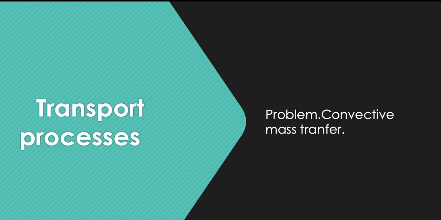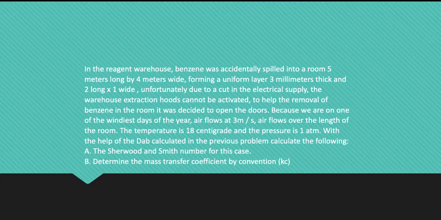So, in this video, we are going to solve a transport processes problem focused on convective mass transfer. The problem is the following. In the reagent warehouse, benzene was accidentally spilled into a 5 meters long by 4 meters wide room, forming a uniform layer 3 millimeters thick with the shape of a rectangle 2 meters long by 1 meter wide.